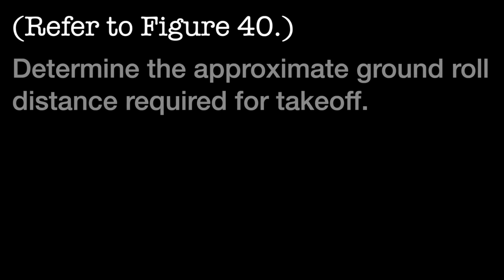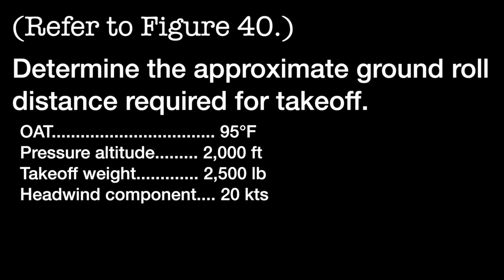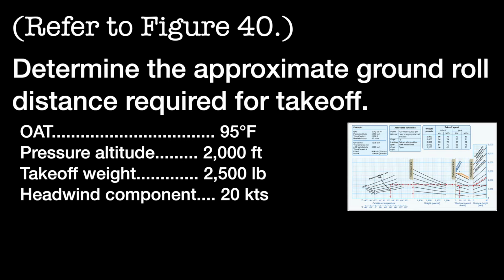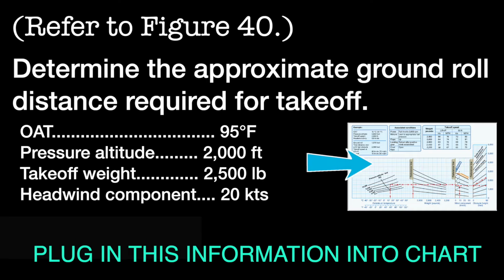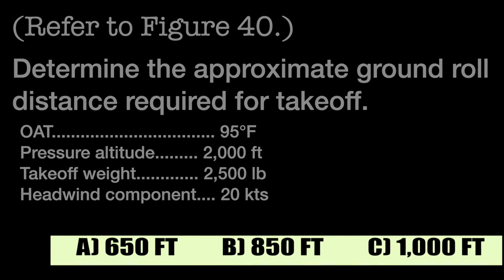Now for our first question, determine the approximate ground roll distance required for takeoff, and with it we are provided the following information: an outside air temperature of 95 degrees Fahrenheit, a pressure altitude of 2,000 feet, takeoff weight 2,500 pounds, and a headwind component of 20 knots. At this point you may have felt these descriptions sounded familiar, and yes, they will be included in the chart. So to solve for the distance required for takeoff, we will simply be plugging in this information right into the chart. And for the written test formats, we will be offered the 3 possible answer options, with only one of them being correct.